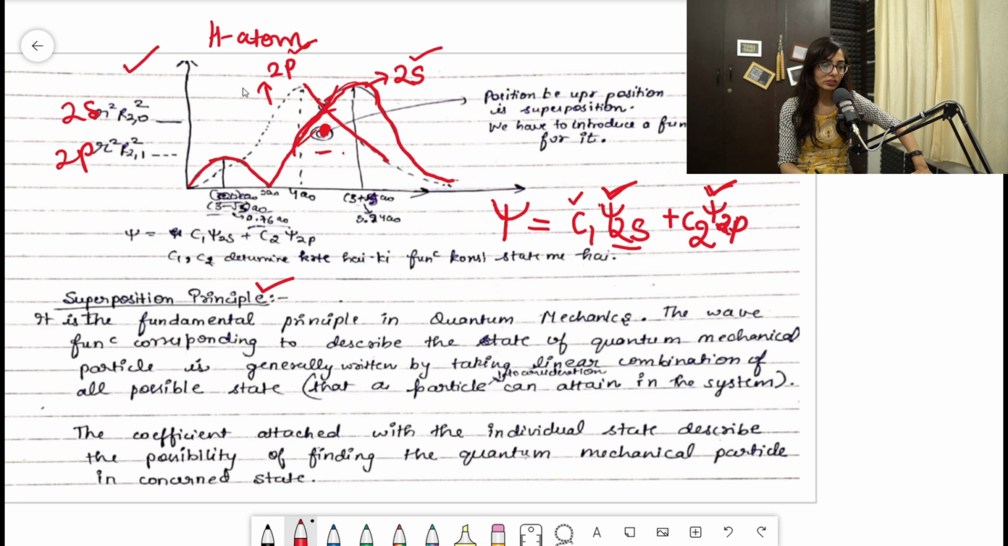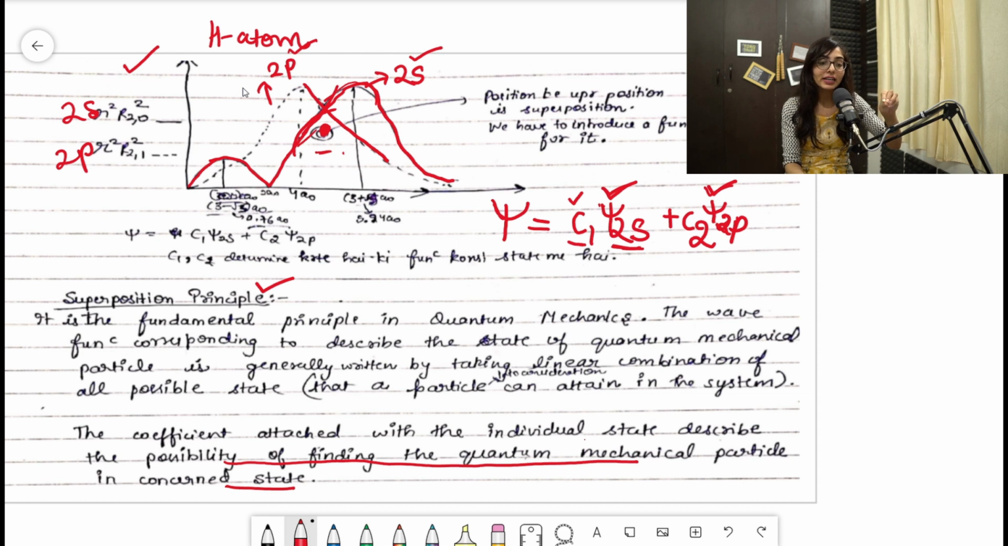C1 is, you can also see here, the coefficient attached with the individual state. That means this coefficient attached with this individual state describes the possibility of finding the quantum mechanical particle in the concerned state. Similarly for C2, this coefficient is defining the possibility of finding the quantum mechanical particle in this orbital. This is defining the probability in 2s orbital. Fine, this is defining probability in 2p orbital.